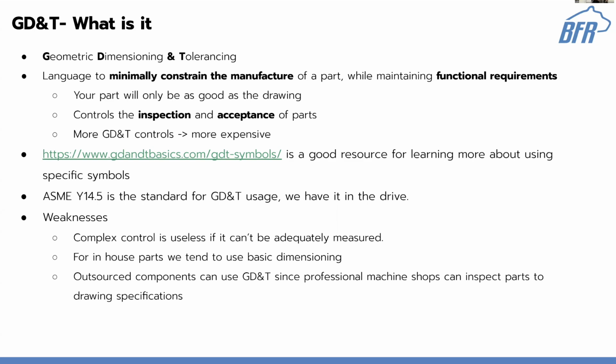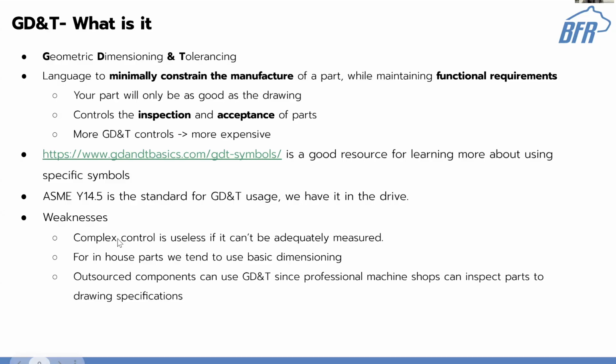So it's important to know the limits of what is too much, or what is just enough accuracy. There's a couple of things on here. When I post the slides, you can click on the links. There's some good resources online about learning about specific symbols and stuff. There are some ASME global standards for GD&T usage that you can look at. It's a pretty lengthy book. We have it in the drive.